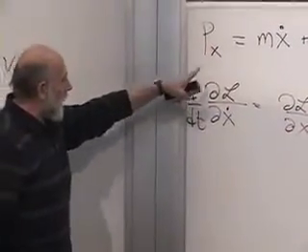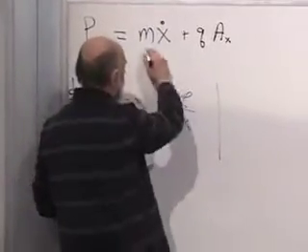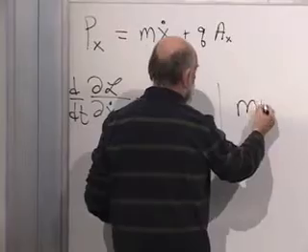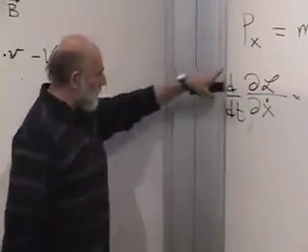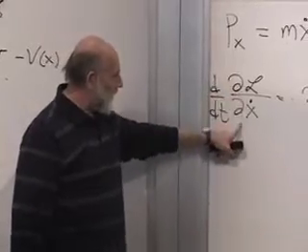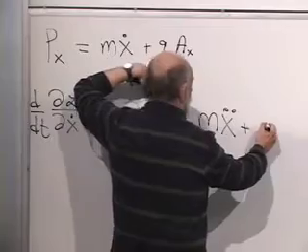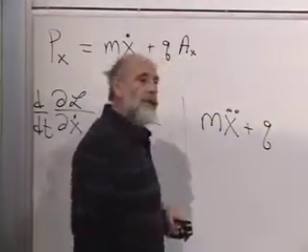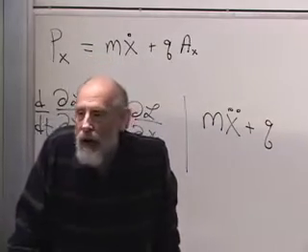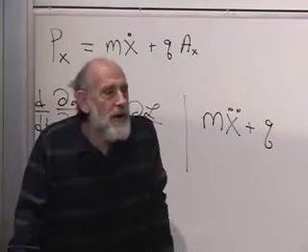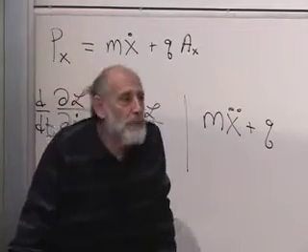Well, the left-hand side is just the time derivative of this. So we can write m x double dot, that's the first term of d by dt of dL by dx dot, and then the second term is plus q times the time derivative of A_x. I told you that A_x was not a function of time. Does that mean that it doesn't depend on time? No. What it means is it doesn't depend explicitly on time.